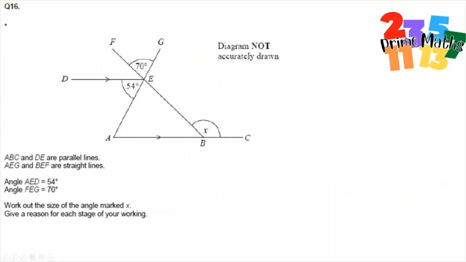Question 16 is an angles in parallel lines question. You must, for this question, give a reason for each stage of your working. If you don't give a reason for every stage of your working, you will lose at least 1 mark. Lots of ways to do this question. I thought the easiest way was first saying that this was 70, and the reason is because opposite angles are equal.